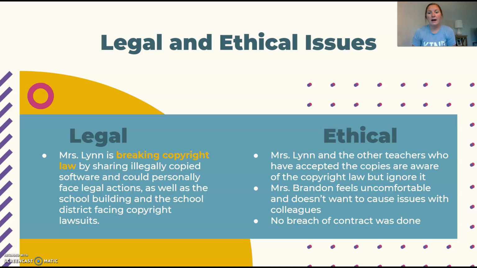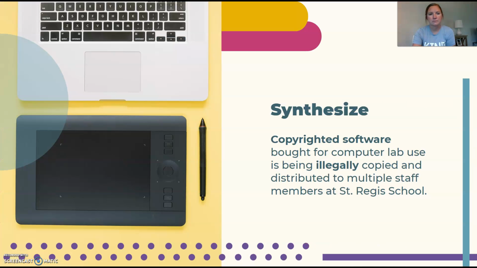And ethically, Mrs. Lynn and the other teachers are aware of the copyright issues, but they are still ignoring it and using those copies. And Mrs. Brandon feels really uncomfortable. She doesn't want to cause issues with her colleagues, especially because she's new to the building. And so she was hoping to get it resolved, but not cause these issues among her staff. But no breach of contract was done. So, quick summary, copyrighted software bought for computer lab use is being illegally copied and distributed to multiple staff members at St. Regis School.